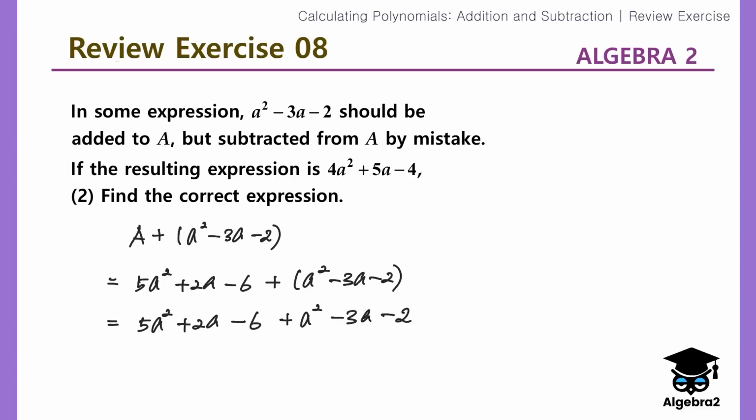So, like terms, we have 5a squared and a squared: 5 plus 1, that's 6a squared. We have 2a minus 3a: 2 minus 3, that's negative 1, so minus a. And we have minus 6 minus 2, that's going to be minus 8.